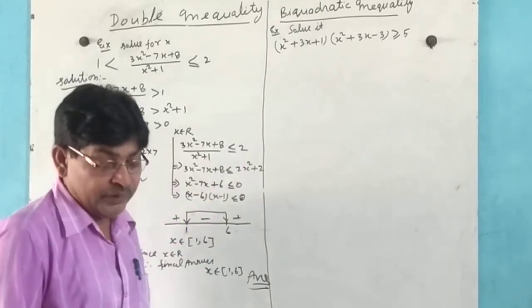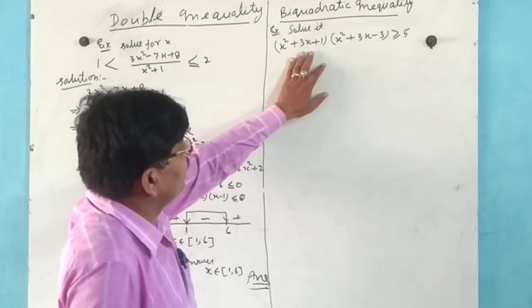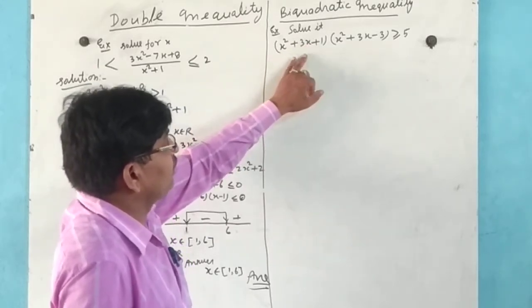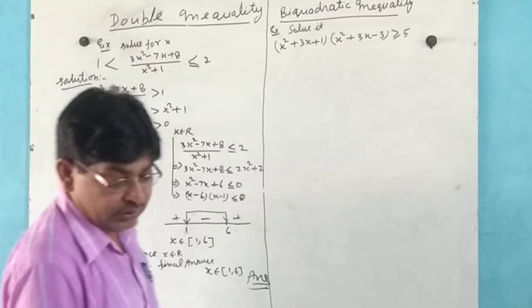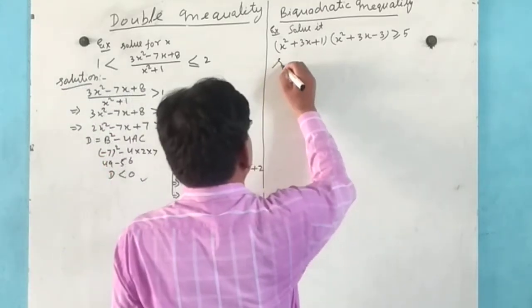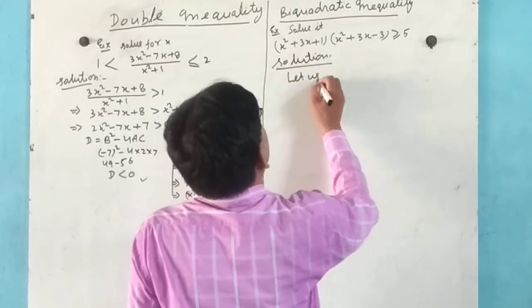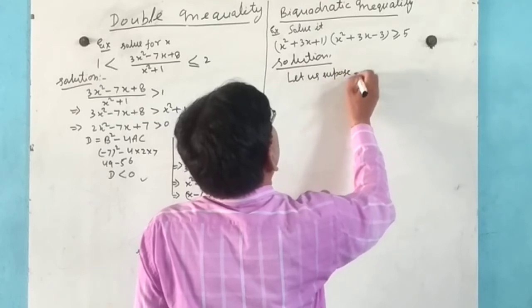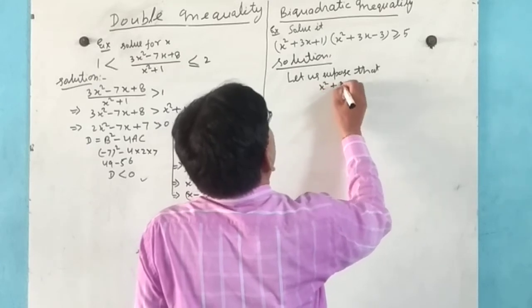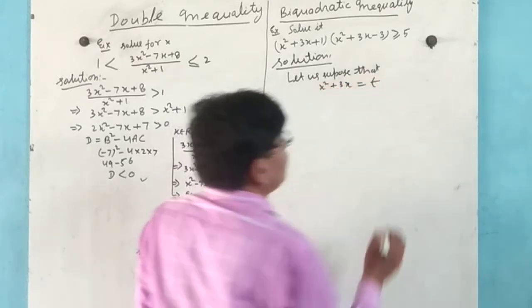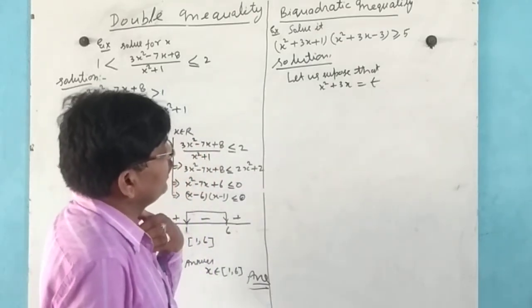Now we take this quadratic inequality: x square plus 3x plus 1 and x square plus 3x minus 3. Now let us suppose that x square plus 3x equals t. We assume that x square plus 3x equals t.